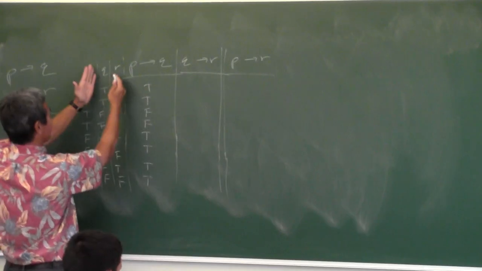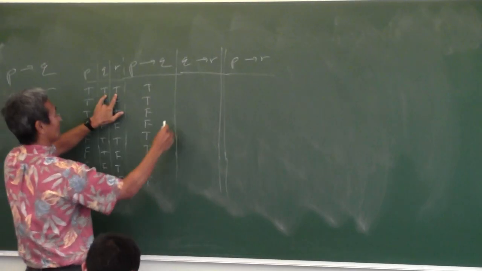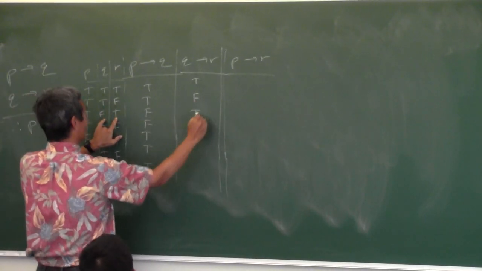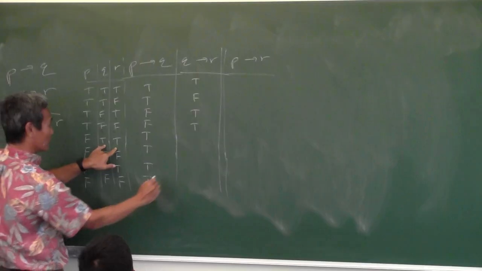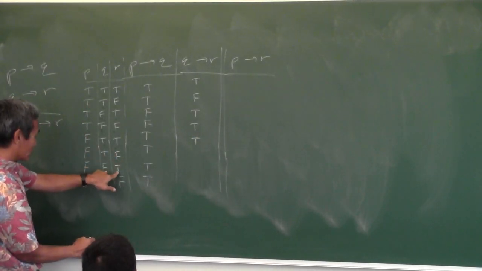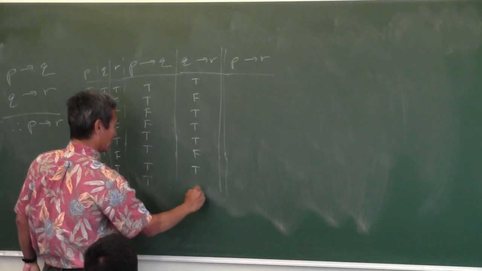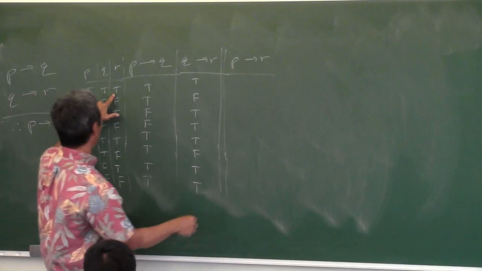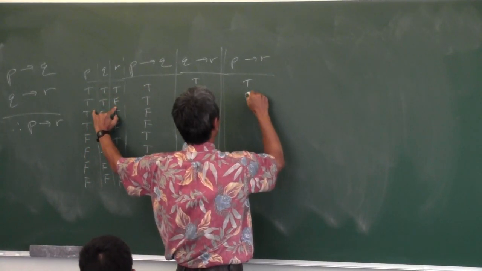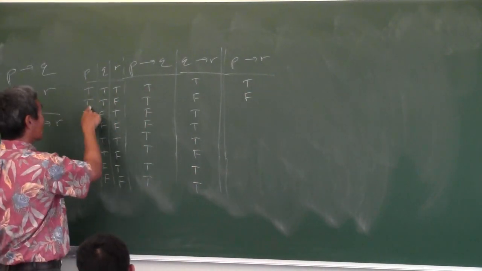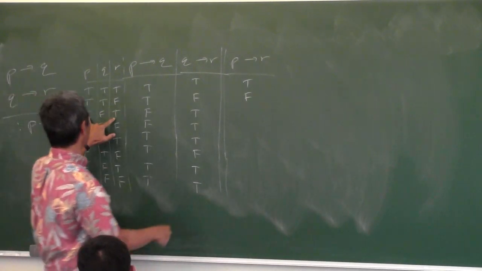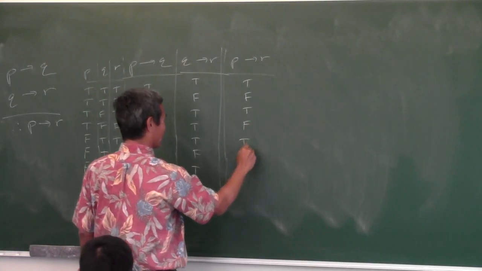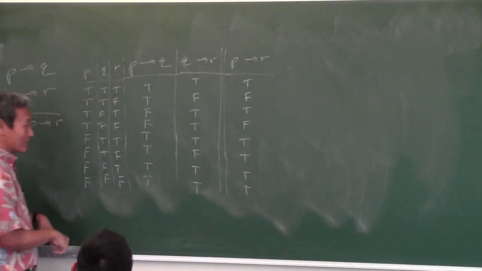Okay, now, Q implies R, so you look at these two lines. Q implies R. True, false, true, true, true, false, true, true. Okay, and then finally, P implies R, so you gotta look at these two. So look at these two right there. Go. True. False. When the first one is true and the second one is false, it's false. True, false, and then the rest can be true, right? Once the first one is false, it's true, right?